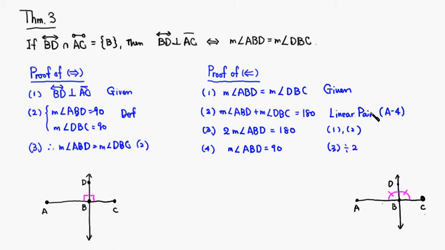Right, then the conclusion is, since it's 90 degrees, we know that they are perpendicular. So we say the conclusion is, therefore, line BD is perpendicular to segment AC. All right, that's it. I hope that this was clear.